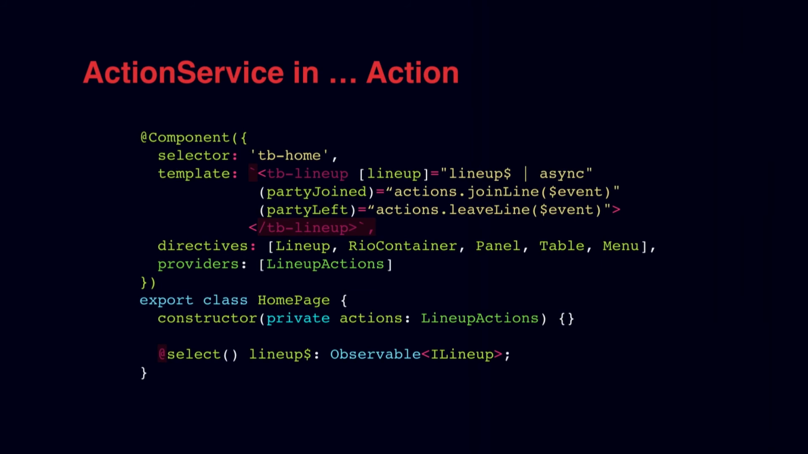And this is what it would look like in your template. This is the other nice thing about an action service. I can inject it right into my class, and then I can just reference it directly from my template. And once again, I've gotten what I want, a trivial class that is just declarative.